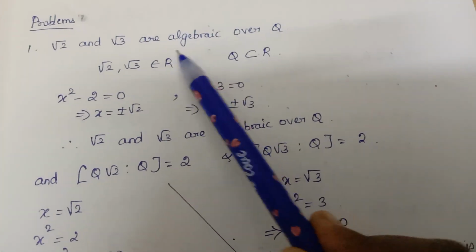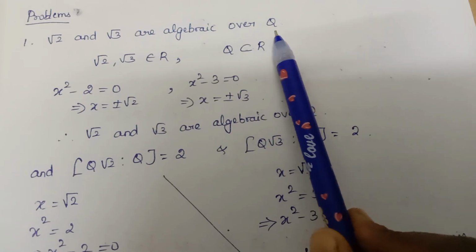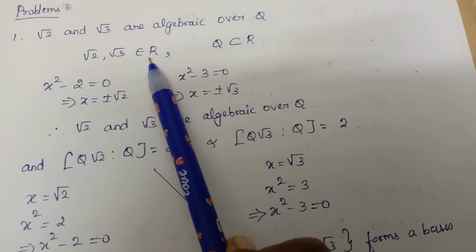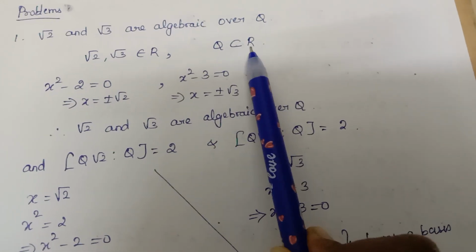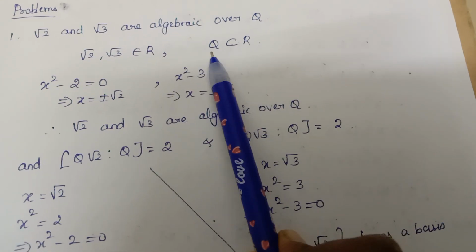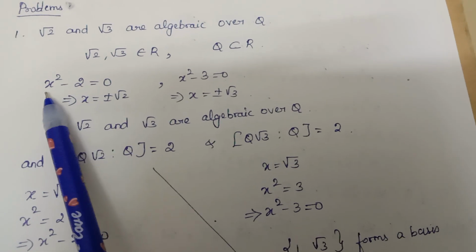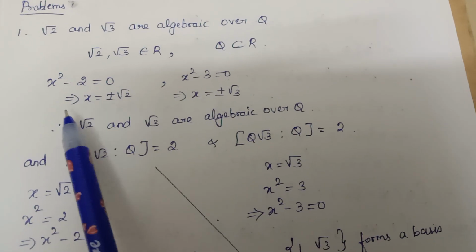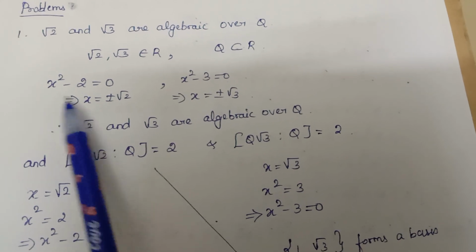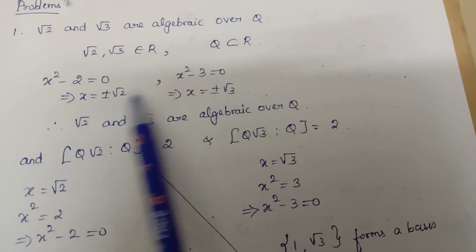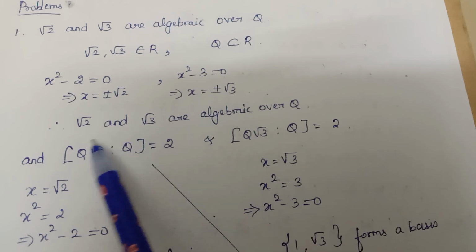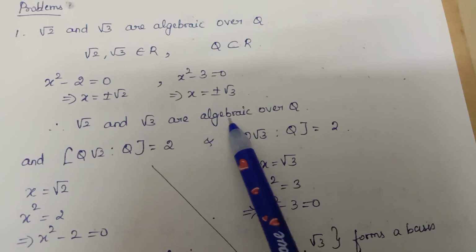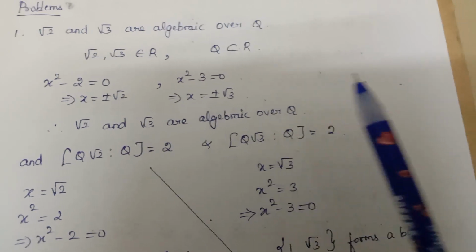Root 2 and root 3 are algebraic over Q. See, root 2 and root 3 are elements in R, no? Okay, now Q is contained in R. That means R is an extension of Q. Now consider this polynomial x square minus 2 equal to 0. Then this implies x equal to plus or minus root 2, and similarly x equal to plus or minus root 3. Therefore, root 2 and root 3 are algebraic over Q.